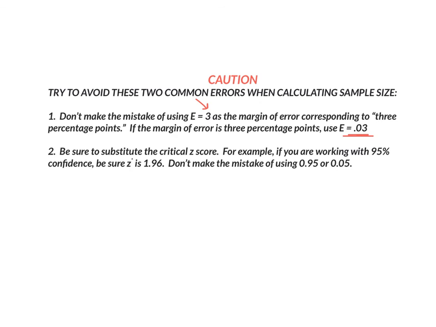Number 2, be sure to substitute your z-crit. Sometimes people will see 95%, and that's what we just did, and we use 1.96. Well, sometimes people just put like 0.95 or 0.05. I think we've done that enough by now, but make sure you substitute your z-crit in there as 1.96, not the 0.05 or whatever.